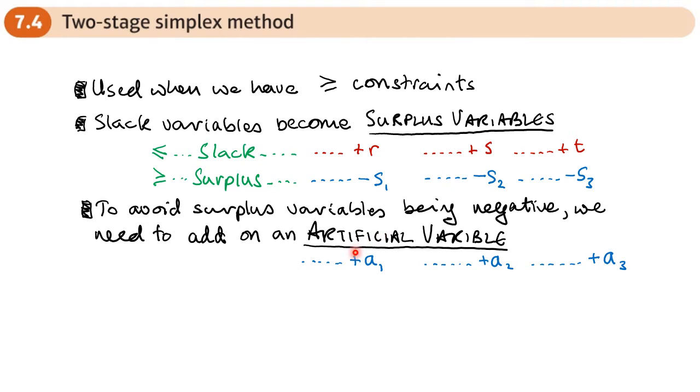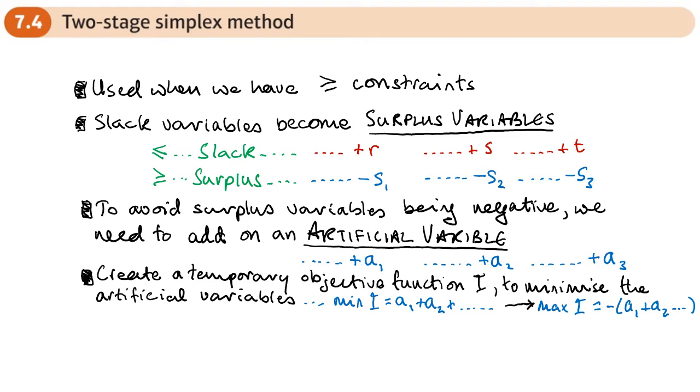So we would have got our objective function and constraints into what we call standard form. The next step is to create a temporary objective function, which we'll call I, to minimize the sum of the artificial variables. So this will be our temporary objective, minimize I, which is the sum of these artificial variables.